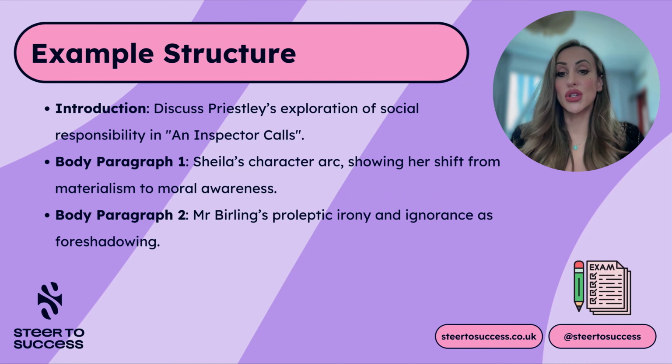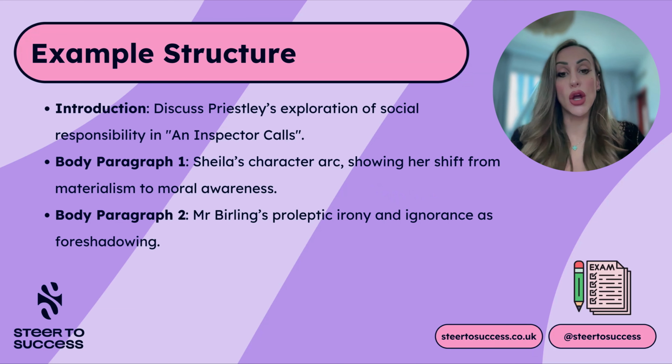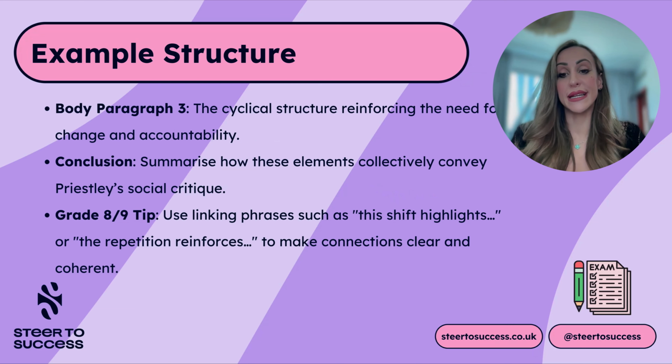So an example structure. As an introduction, you can discuss Priestley's exploration of social responsibility in An Inspector Calls. Body paragraph 1, you can think about Sheila's character arc, showing her shift from materialism to moral awareness. Body paragraph 2, you could think about Mr. Birling's proleptic irony and ignorance as foreshadowing. Body paragraph 3, the cyclical structure, reinforcing the need for change and accountability. And think about how all of these links across the text link back to that overarching idea about Priestley's exploration of social responsibility in An Inspector Calls.